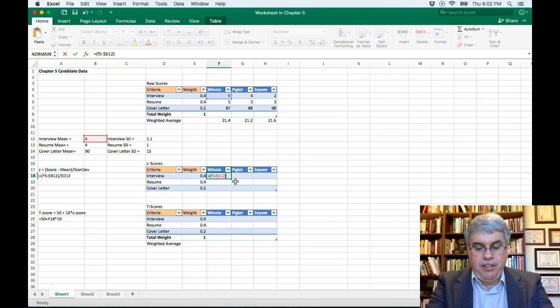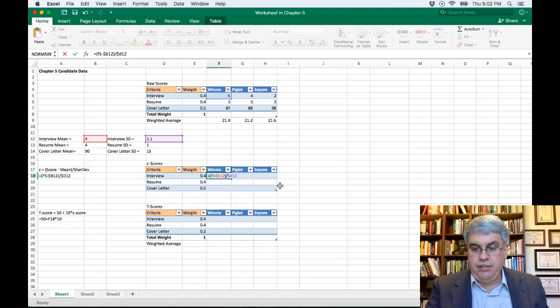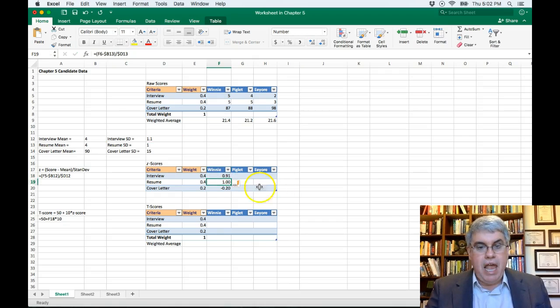So I'll close parentheses, and then I will divide by the standard deviation, which is now in D12. And again, I want it always to be the D for the standard deviation column. So I'll do $D. But then I want it to vary for whether we're doing the interview, the resume, or the cover letter. So, oops, I don't need to close parentheses there. I just need to press enter. And that calculates the scores for Winnie for his interview, resume, and cover letter.